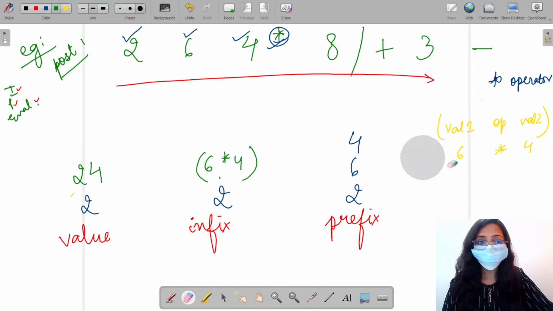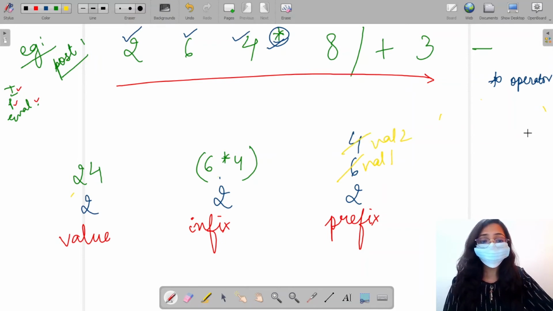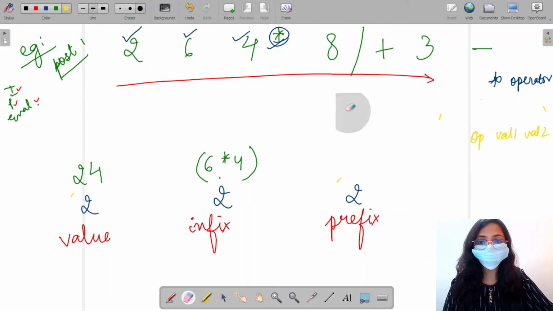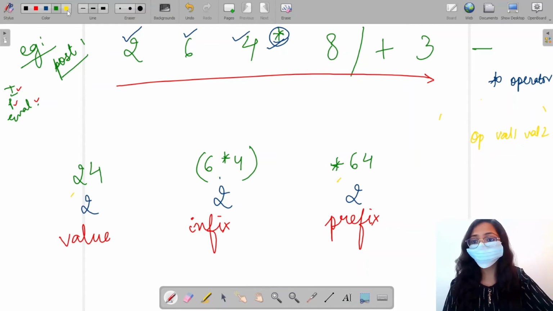After this, we have the prefix stack. So again, this will be value 1, this will be value 2, right? When we are dealing with prefix, we want operator and then we want value 1 and value 2. And this we do not need to enclose in brackets. So what we are going to do is operator, value 1 and then value 2. After that, we move on.